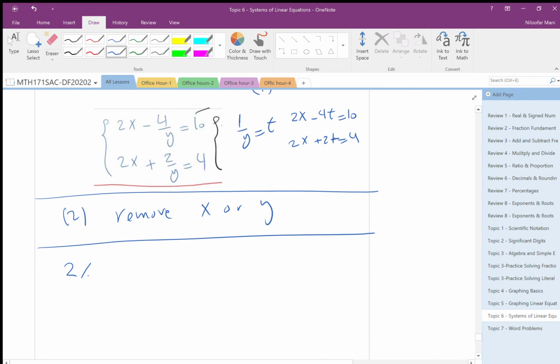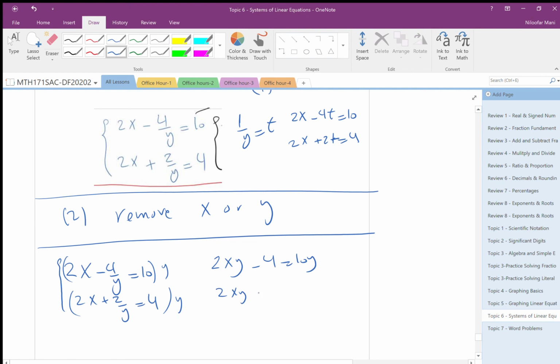Okay, so I have 2x minus 4 over y equal 10. I have 2x plus 2 over y equal 4. I multiply both sides with y because I have y in the denominator, so I don't want to see that. So I have 2xy minus 4 equal 10y. I have 2xy plus 2 equal 4y.